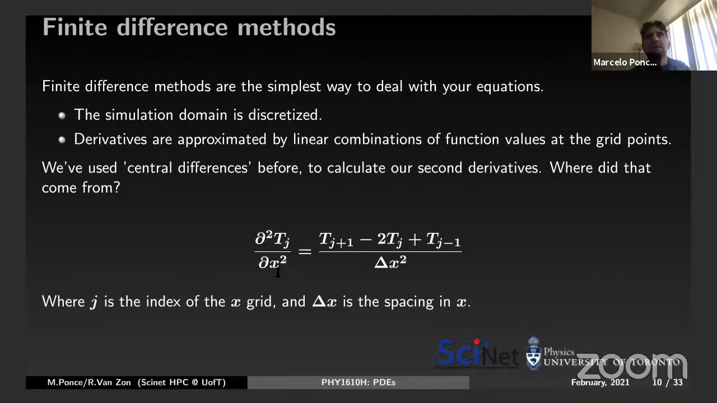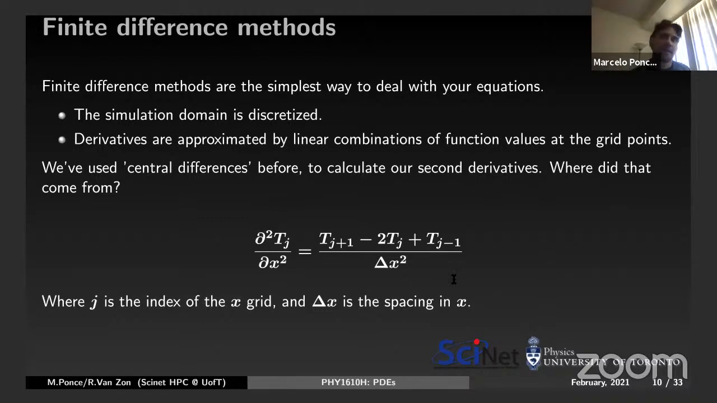So my second derivative here for the temperature at a given point j on the grid is going to be the temperature on the next point on the grid minus 2 times the temperature on the actual point plus the temperature on the previous point, divided by the spacing on the grid, meaning the spatial difference between the points on the grid. There are several assumptions here. I'm going to assume the grid is uniform and it's a regular grid.